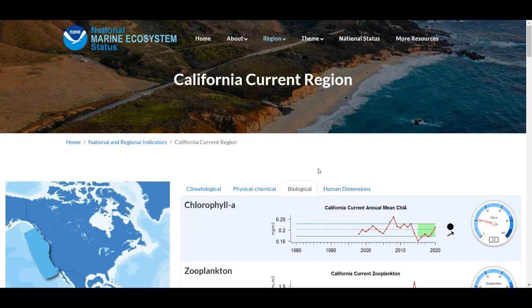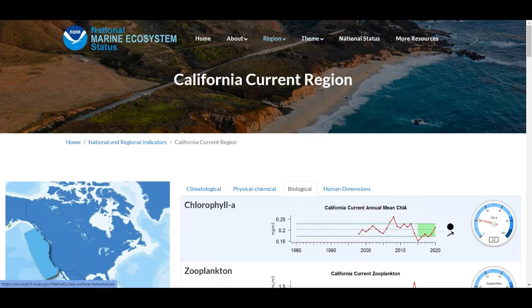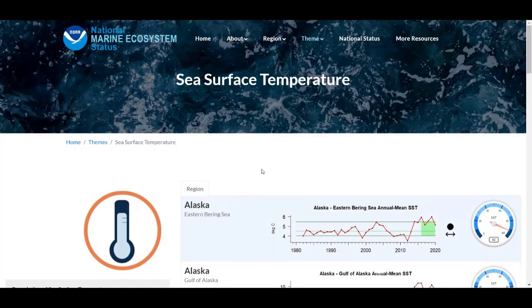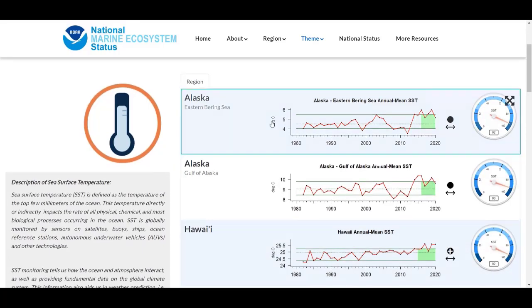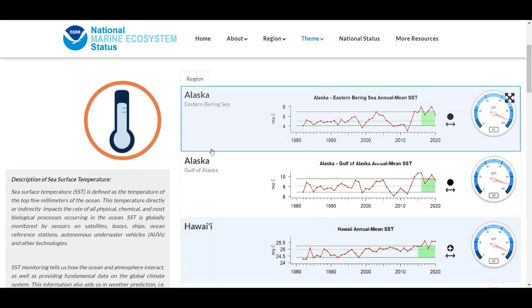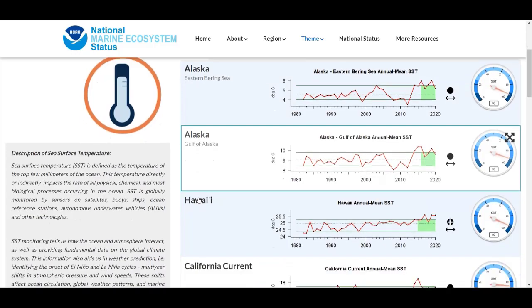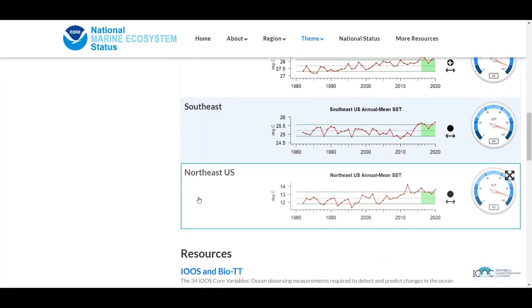So if you were interested in maybe a specific indicator rather than a specific region, say you're interested in sea surface temperature and comparing across basins, there's also thematic pages that allow you to view status and trends of each indicator across basins. So for example, here with sea surface temperature, you can easily at a glance compare trends in the Alaska East Bering Sea, as well as the Gulf of Alaska and any of the other regions that we have data for.